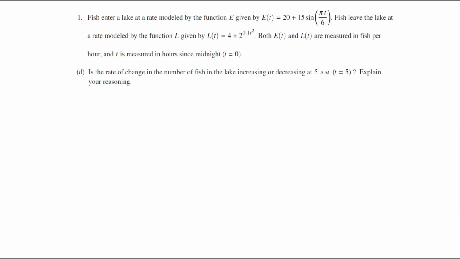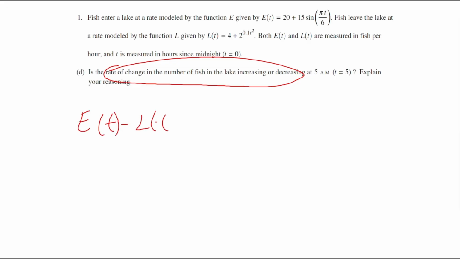So for part D here, the last little part, it says, is the rate of change in the number of fish in the lake increasing or decreasing at 5 a.m.? Well, the rate of change of the number of fish in the lake is just E of t minus L of t. So we're wondering, is that function increasing or decreasing? Well, in order to figure that out, we need to do E prime of t minus L prime of t. We need to determine if that is positive or negative.